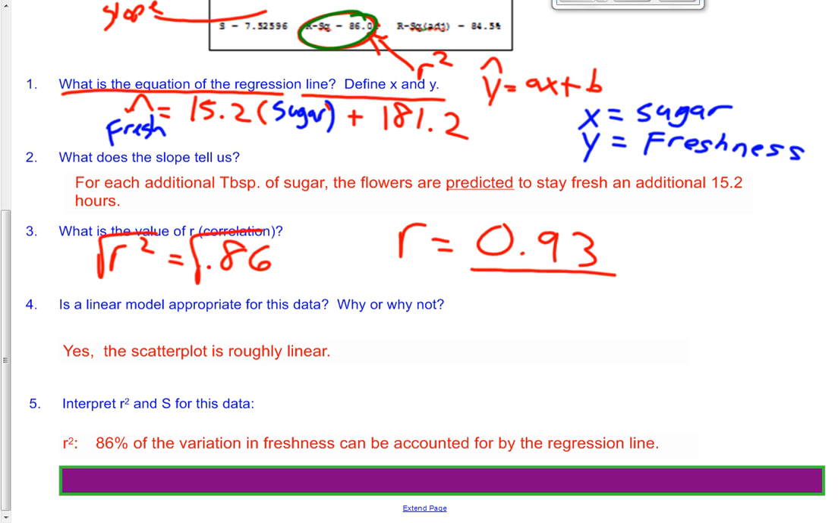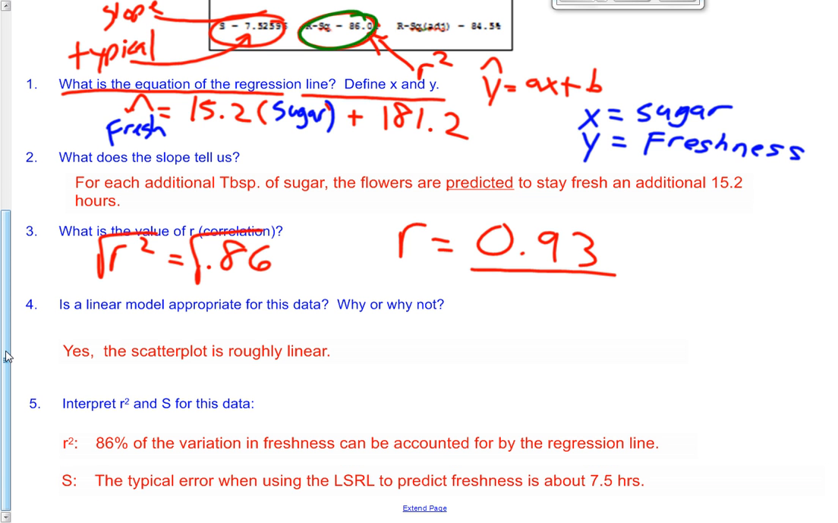Now, we could be wrong. If we're going to predict something, we would expect to be off by a little bit, not a lot, but we would expect to be off somewhere. So this s right here, this is our typical error. This is what we would expect to be off by, our typical error. So when using the least square regression line to predict the freshness, we would expect to be off by about 7.5 hours. The typical error when using the least square regression line to predict freshness is about 7.5.